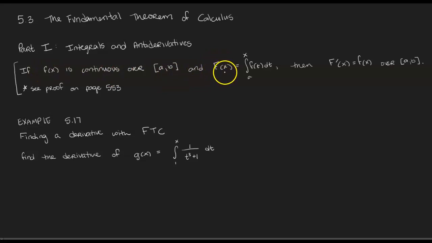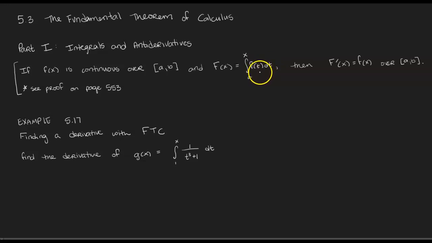We're defining the capital F of x to be the integral from a to x. Notice that's new. We haven't dealt with integrals that have bounds that are variables. A is some number that comes from the interval a to b. X, however, is a variable. It's the variable for the function capital F. So capital F of x is the integral from a to x of little f with t plugged into it, integrated with respect to t.